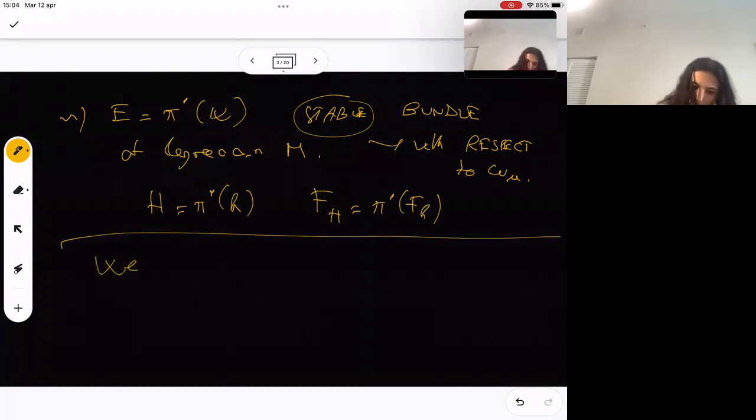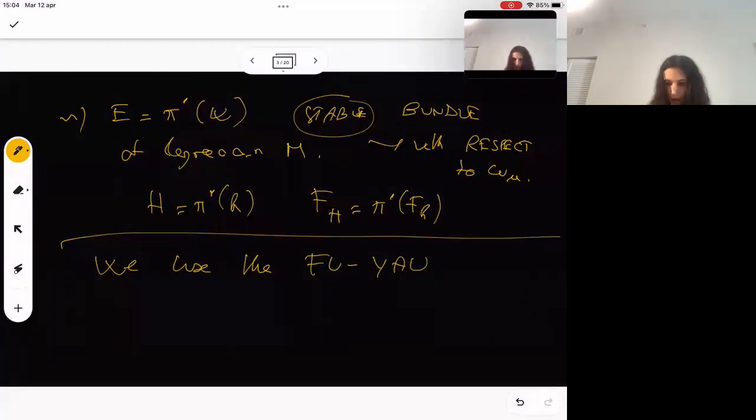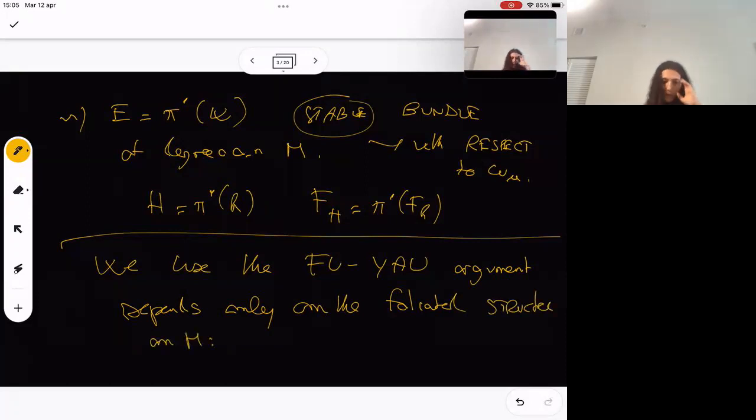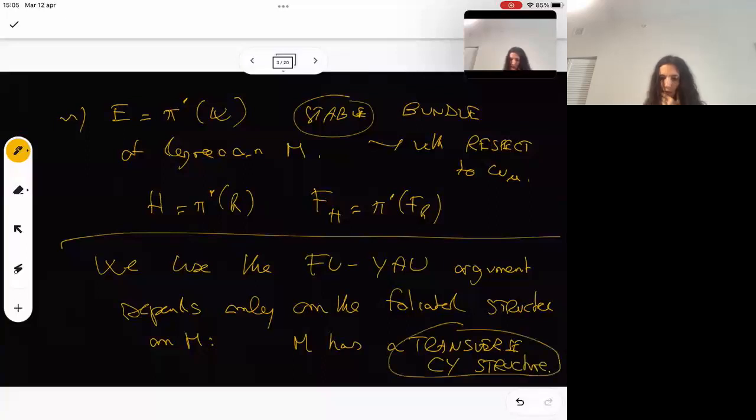Okay, now exactly comes the foliating part. Let's say we use the argument that depends only on the foliated structure on M in this way. For that, we will see that in fact M has a transverse Calabi-Yau structure. And to do that, we need to define a basic form that defines such a transverse Calabi-Yau structure. And that's exactly what we did.